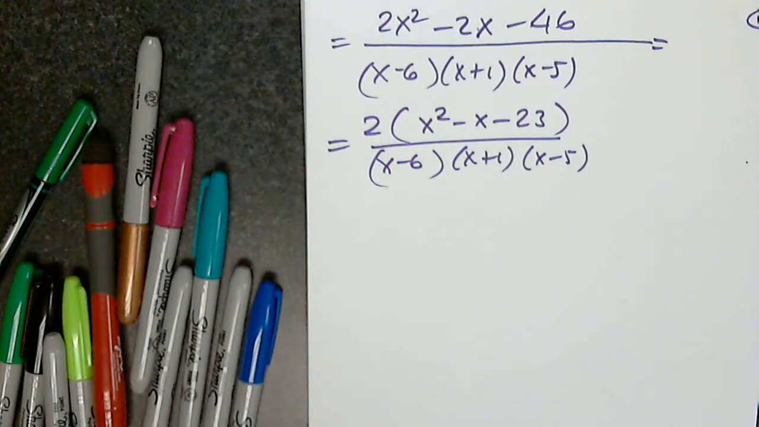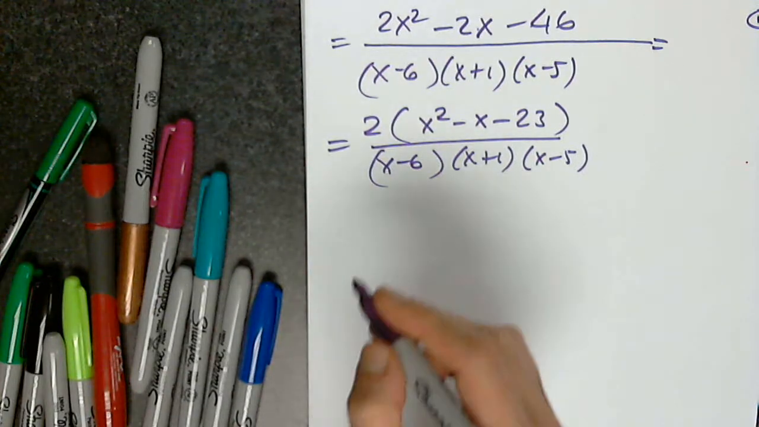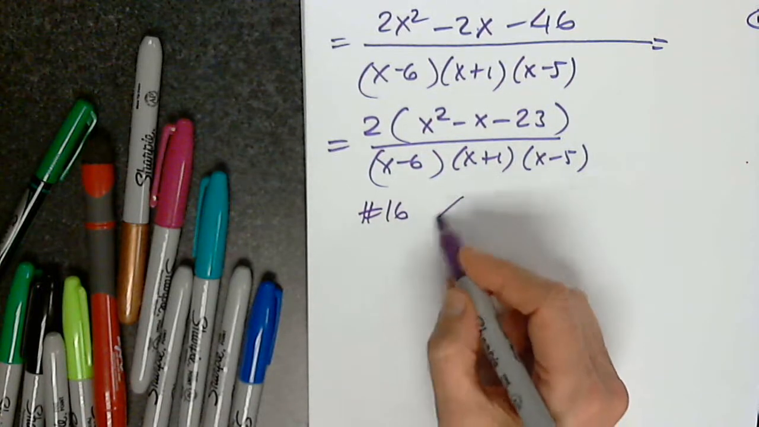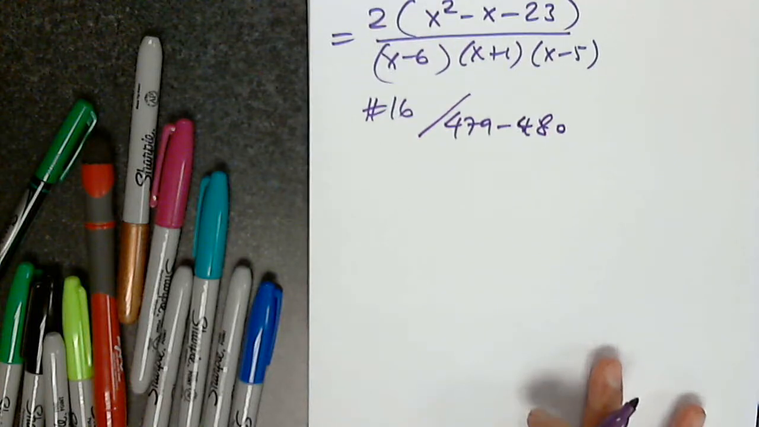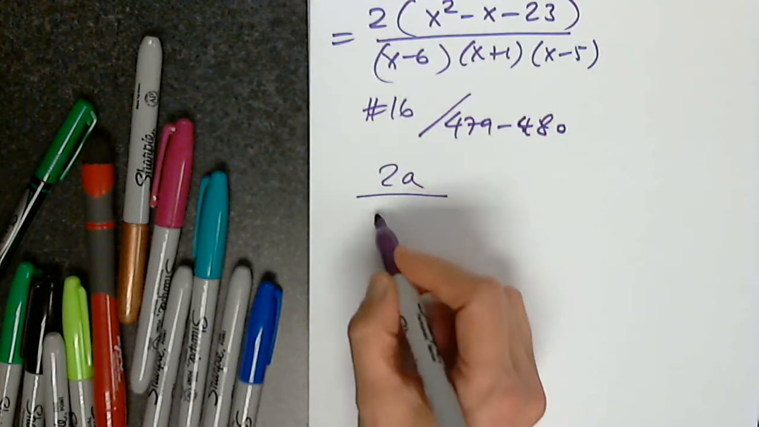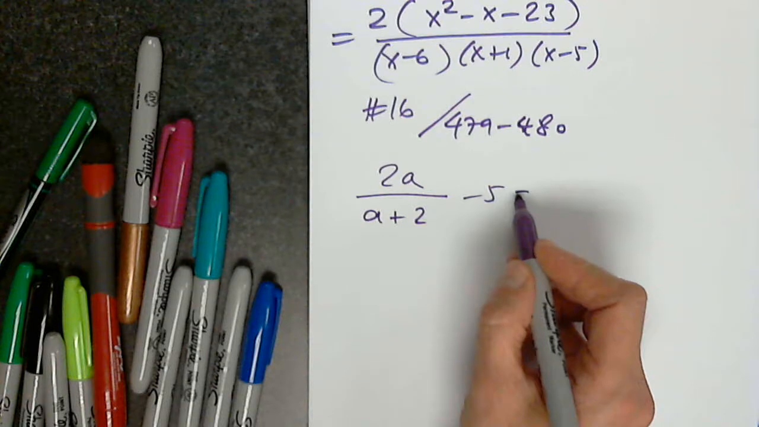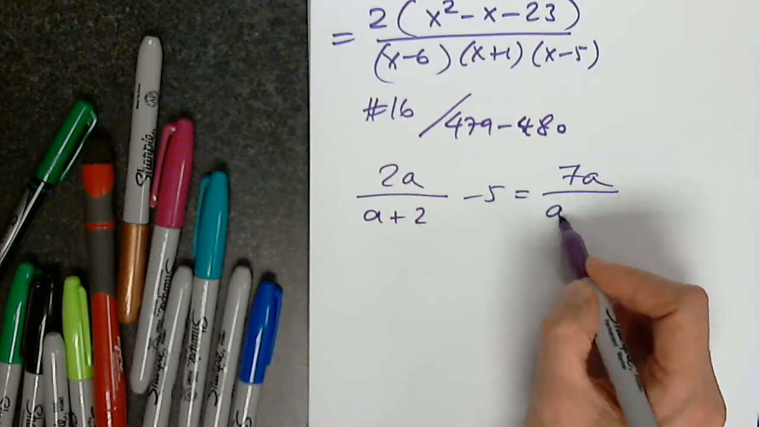So almost everything we did is for the next section, which deals with rational equations. So on page 479 and page 480, let's start with, let's say, 16. So page 479, 480. This is a major topic. a plus 2 minus 5 equals 7a over a plus 2.